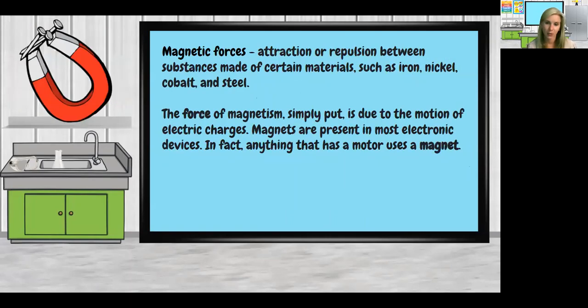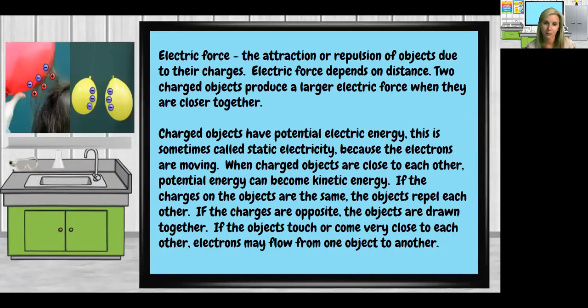The first force we're going to discuss is magnetic force. Magnetic force is the attraction or the repulsion between substances made of certain materials, such as iron, nickel, cobalt, or steel. It's always with a metal substance, but not all metal substances are magnetic, so it depends on the type of metal. The force of magnetism, simply put, is due to the motion of electric charges. Magnets are present in most electronic devices. In fact, anything that has a motor uses a magnet.